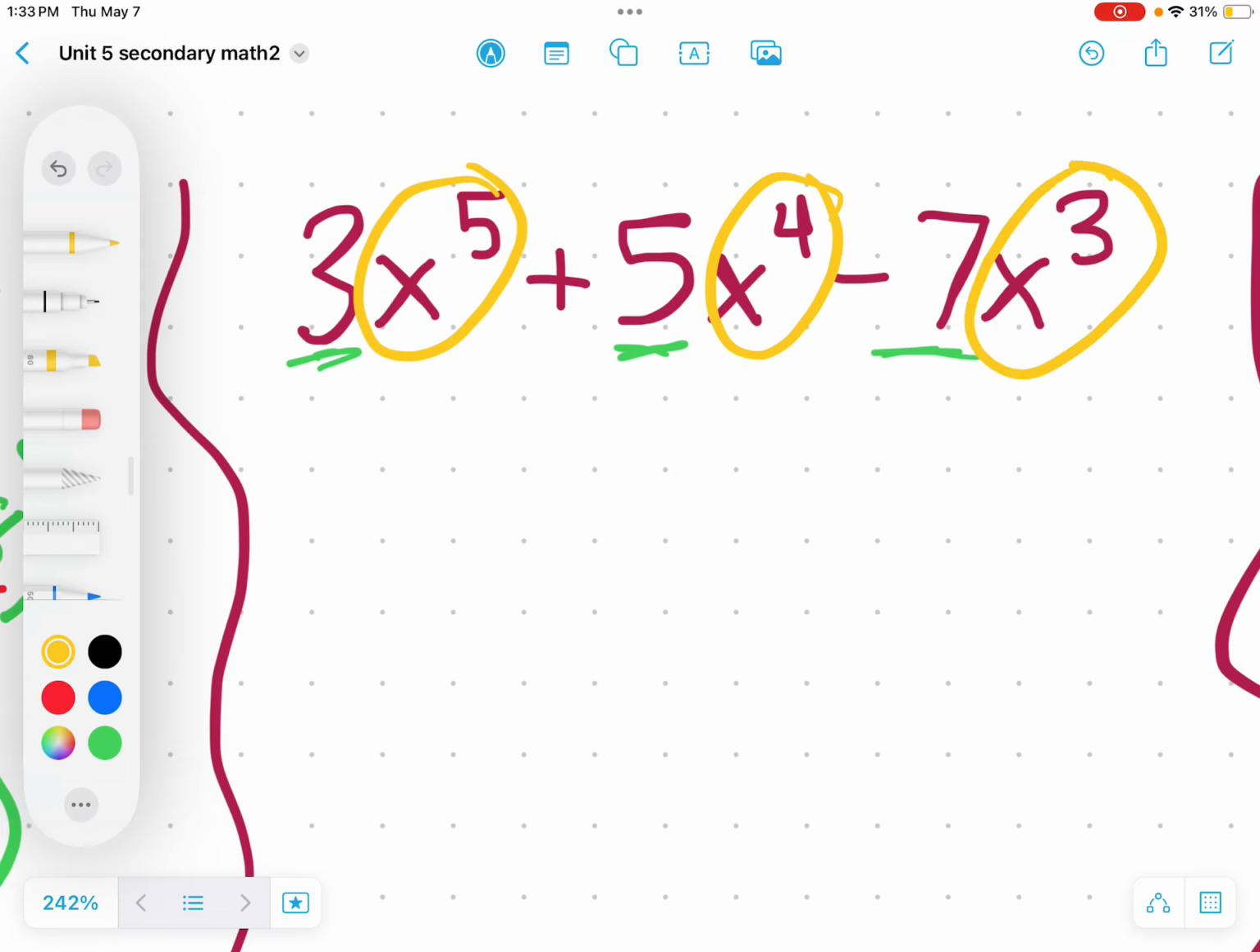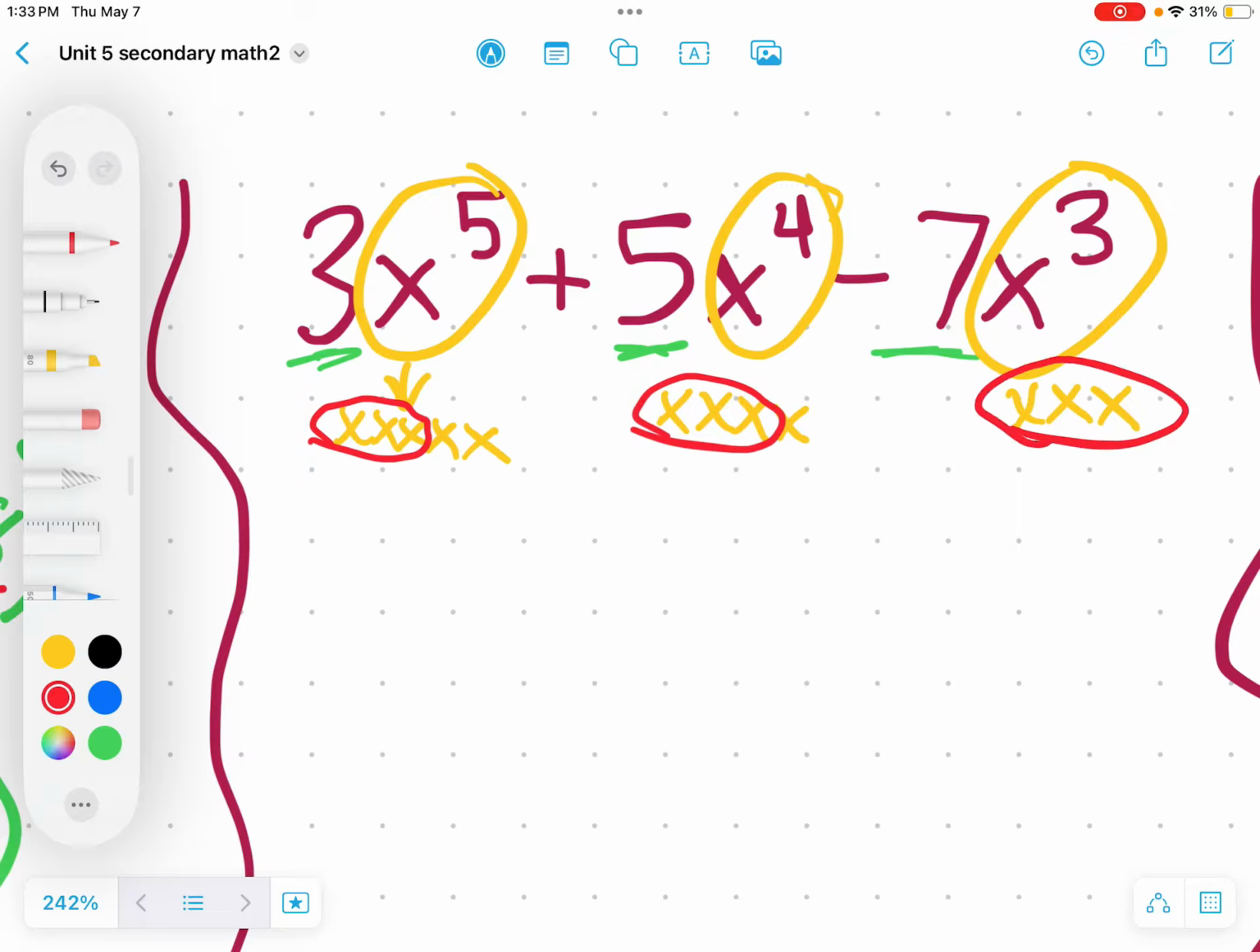3. This one has 5, this one has 4, this one has 3. They all have at least 3 in common. There's your GCF. I can pull out an x cubed. And then you just put parentheses and 3 plus 5 minus 7.